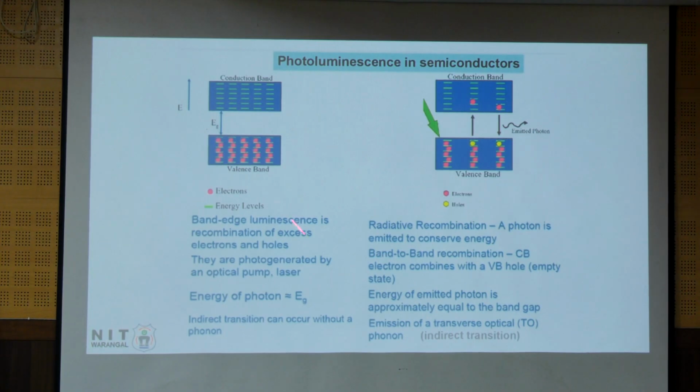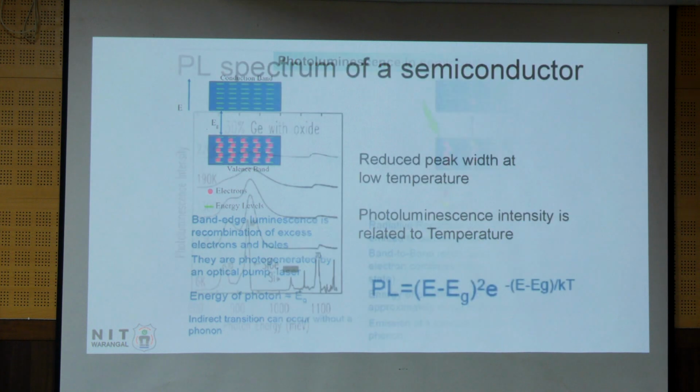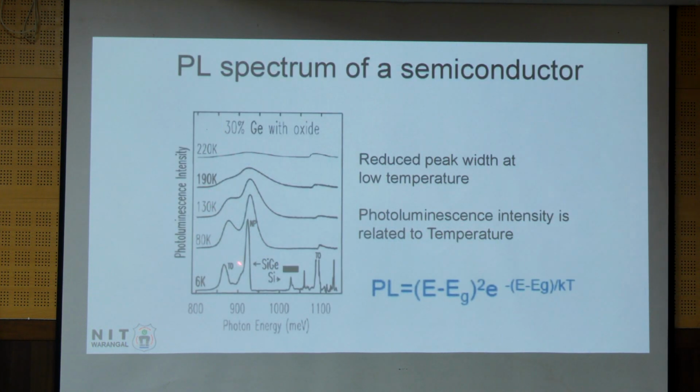So photoluminescence in semiconductors, you know that we can make many devices. The photoluminescence spectrum at different temperatures is also nowadays very important. Usually we do room temperature photoluminescence to find out the defects and dopants, but if you do low temperature studies, then you can estimate the density of those defects.